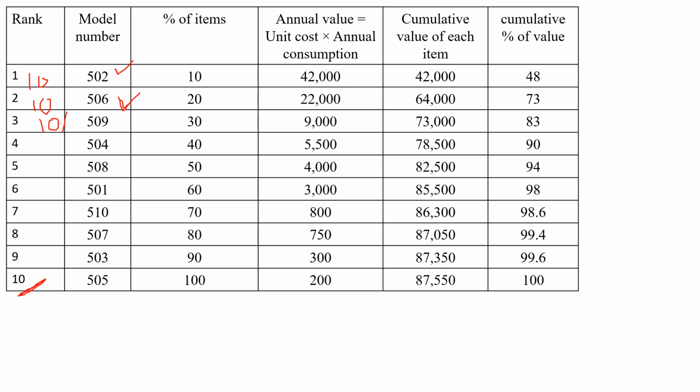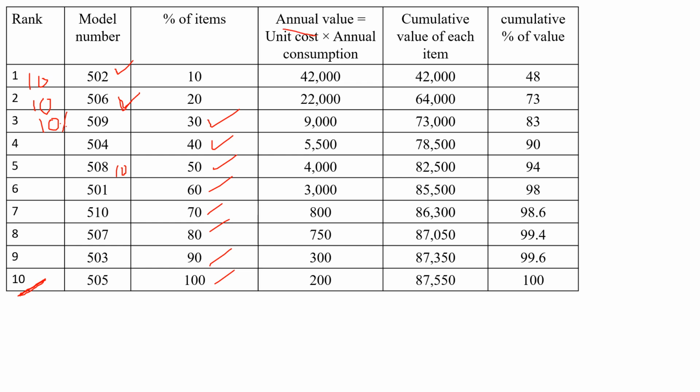Next, similarly, it is also 10%. So 20 plus 10 becomes 30%. Next, this is also 10 plus 30, 40%. The next item also has a 10% contribution, so 40 plus 10 is 50. Similarly, next we get 60, 70, 80, 90 and 100. So next we have to calculate the cumulative percentages of each item.